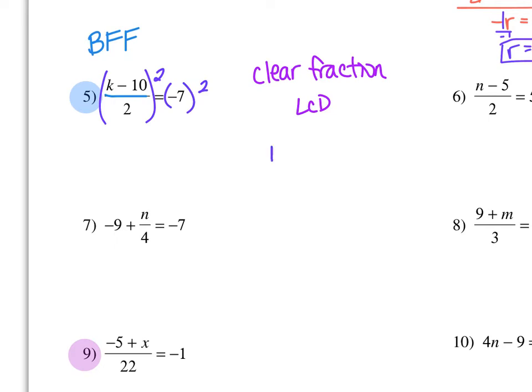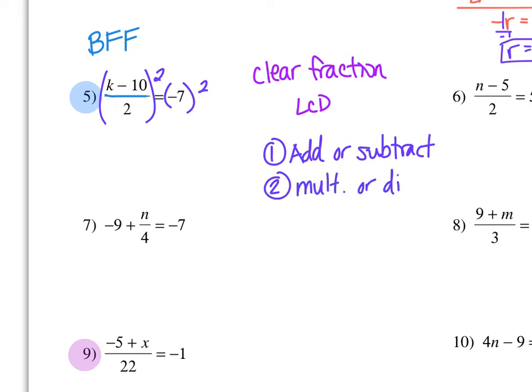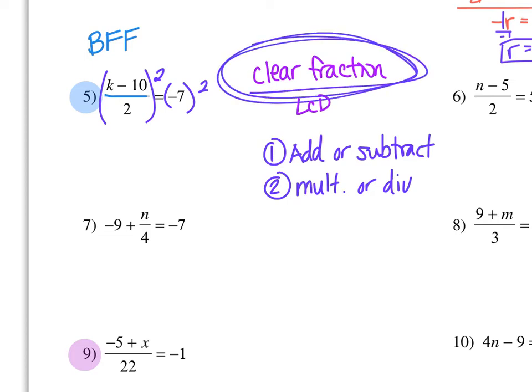Remember, our steps have always been to add or subtract, and then step 2 has been to multiply or divide. So if you're wondering why I am doing that first, well, I'm actually using the clear fractions step. That's the step I'm using. If you look in your notes, it is all the way at the top when it comes to simplifying equations. So I'm going to multiply by 2 on both sides, and that's going to cancel out with the dividing by 2 there.